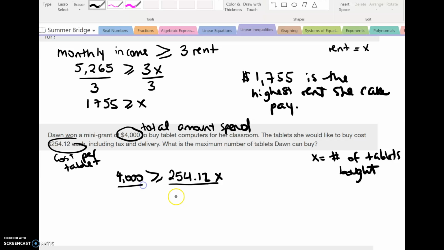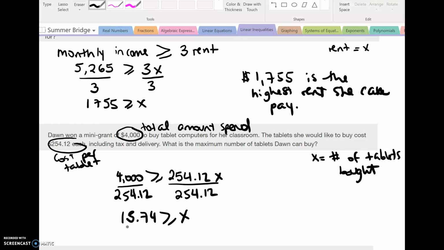And again, same thing. I'm going to divide both sides by 254.12. And when we make that division, we have 15.74, and that is the most amount of tablets she can buy. Now let's think about this. Logically speaking, can I have 0.74 of a tablet? No, I cannot. But my grant amount will not cover a 16th tablet.